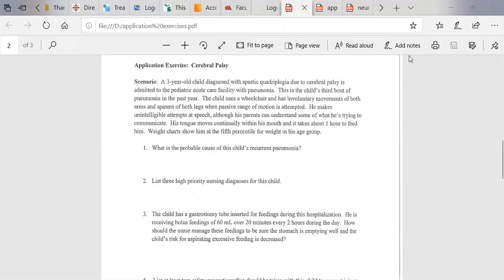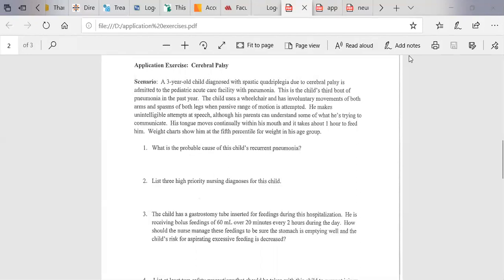Okay, let's see. Our first question is, what is the probable cause of this child's recurrent pneumonia? Now, throughout this case study, I'm going to tie in all of the issues that we worry about with our kids with cerebral palsy. And if you go to the big handout that I already emailed you, when we're done with this, you will see all of these other issues on there. I just combine everything for lecture.